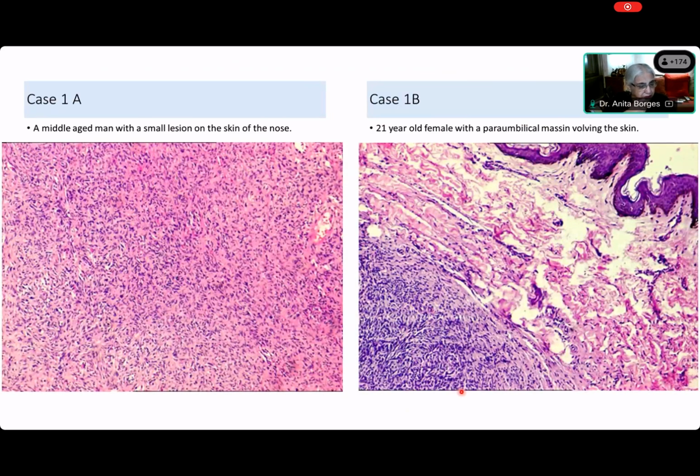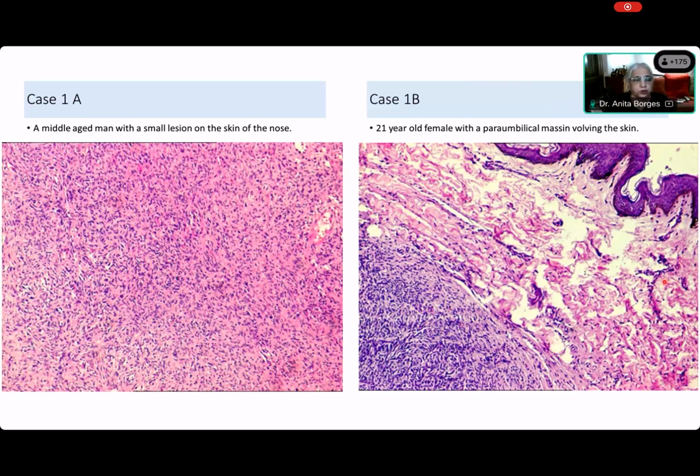Who wants to take the first case? I'll start with Saida because I've got a list of names and we can go one after the other. Come on, Saida, this is easy. There are two lesions and they look similar, right? Yes, ma'am. Read the history and tell me what you see. Middle-aged man with a small lesion on the skin of the nose. That's case 1A. And what is 1B? 1B is a 21-year-old female with a paraumbilical mass involving the skin.